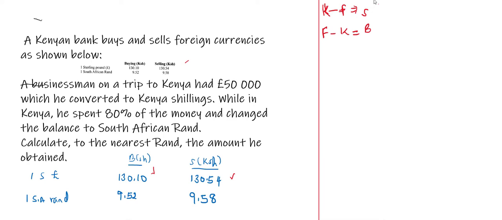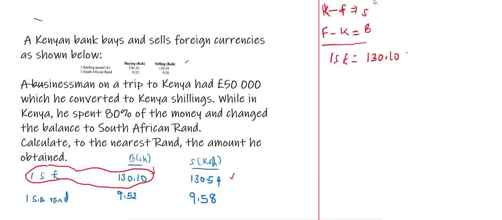Now, a businessman on a trip to Kenya had 50,000 sterling pounds, which he converted to Kenyan shillings. So we use this column because you're converting 50,000 sterling pounds, which is a foreign currency, to a Kenyan currency. So we use the buying column for the sterling pound, this column now. That is 1 sterling pound is equivalent to 130.10 Kenyan shillings. So what about 50,000 sterling pounds?